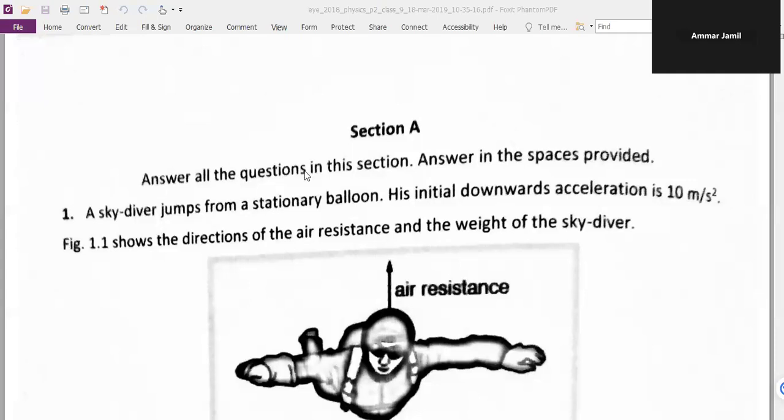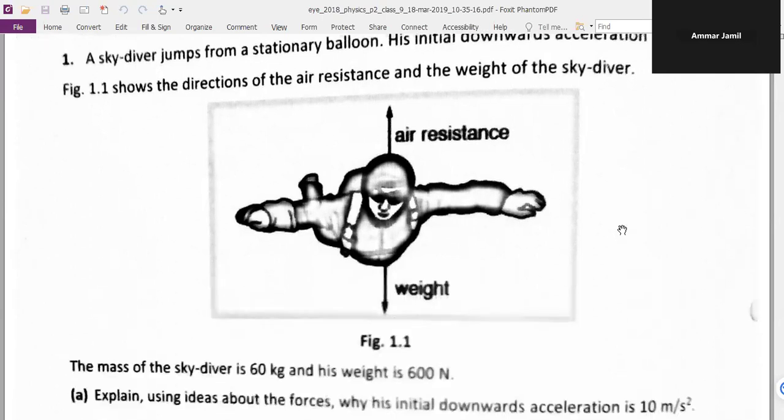Okay, so we will look at one of the past papers, P2 physics. Question number one: a skydiver jumps from a stationary balloon. His initial downward acceleration is given, and this is the diagram. You see the air resistance is working upward and weight is acting downwards.